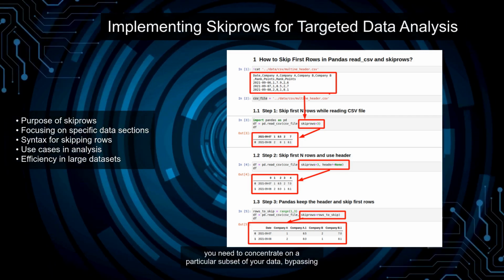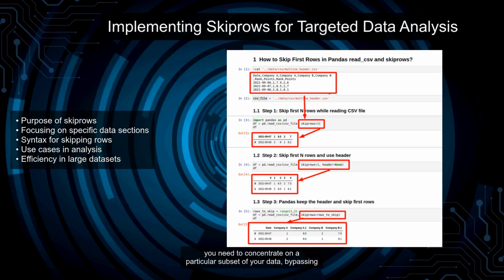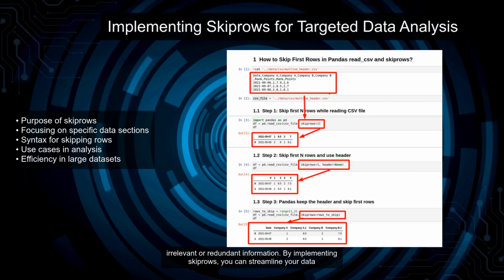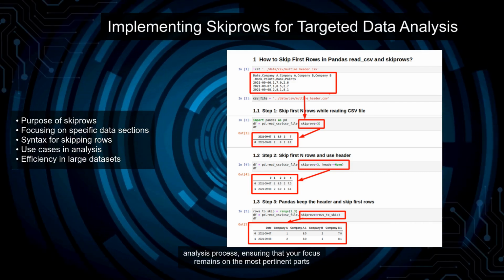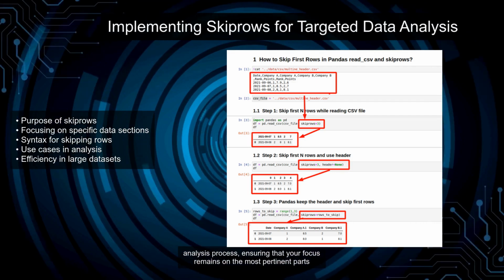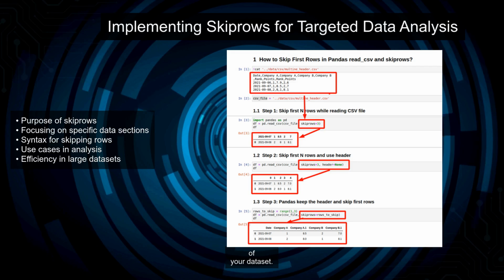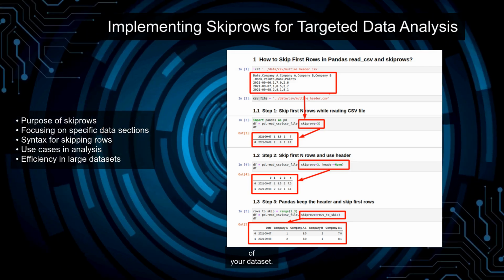For instance, if you need to analyze data starting from the 101st row, you can use pd.read_csv('large_file.csv', skiprows=100). This method is efficient in scenarios where you need to concentrate on a particular subset of your data, bypassing irrelevant or redundant information. By implementing skiprows, you can streamline your data analysis process, ensuring that your focus remains on the most pertinent parts of your dataset.